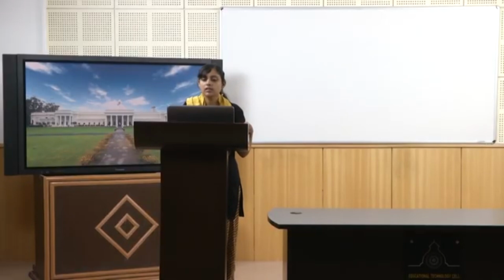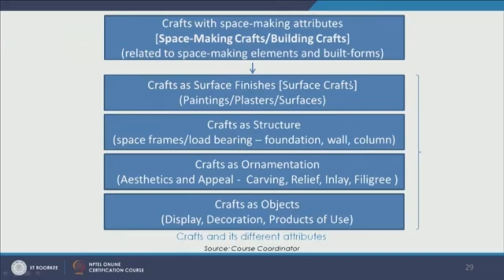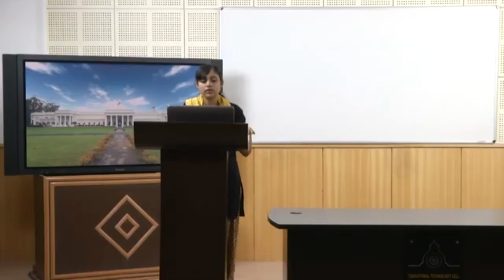We had a discussion on that. Then we also tried to understand crafts and its varied attributes. So if we are talking about crafts with space making attributes and not just as utilitarian crafts, then we can consider it in these 4 different ways, which are obviously not exhaustive, and the list and the research can go on. So craft as surface finishes, craft as structure, craft as ornamentation, craft as object. We discussed all of these in quite some detail. So right now I am just summarizing and giving an overview.